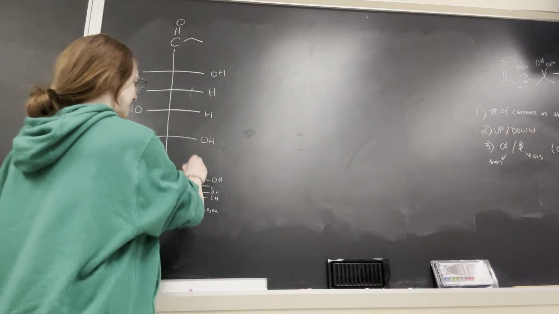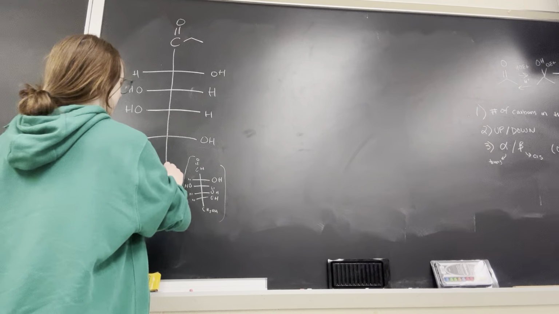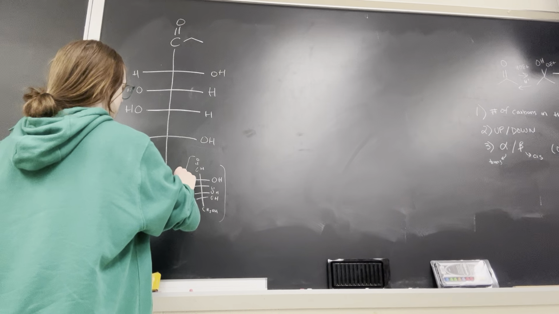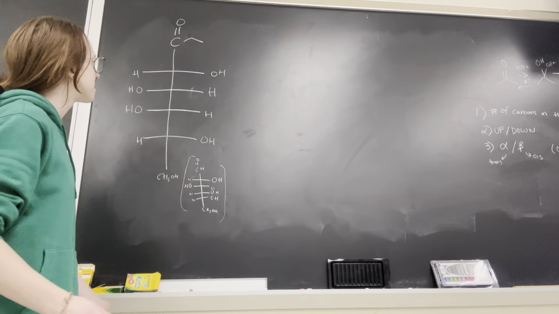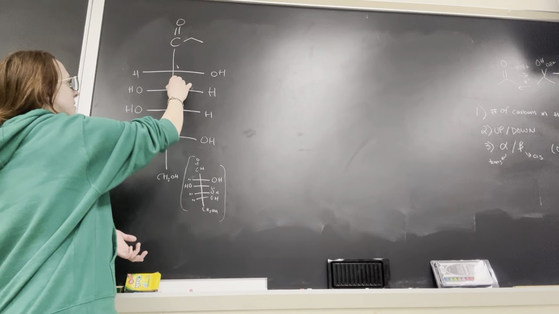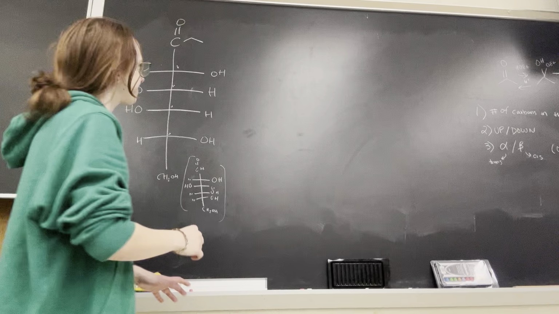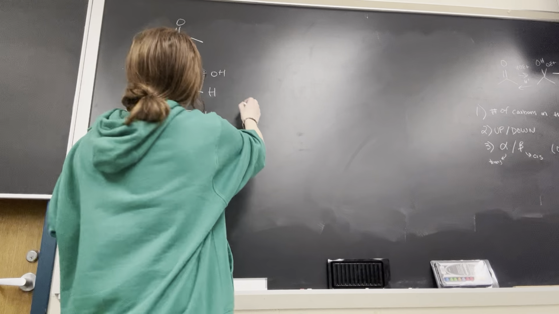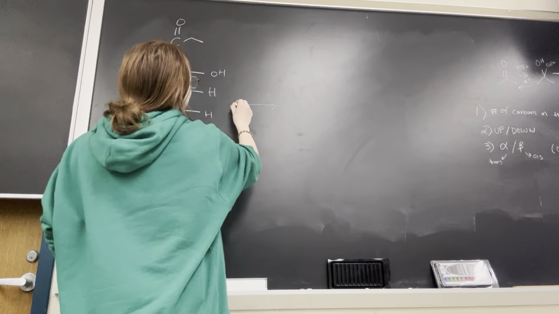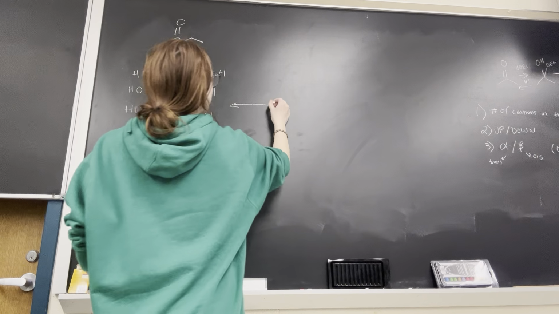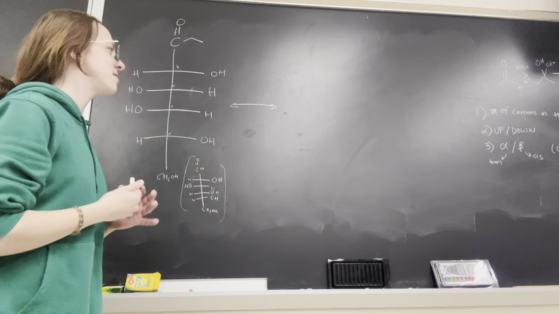Here's tiny glucose, because we'll be using that later. Down here, it's CH2OH. Just a reminder, all of these are chiral. But you all know that. Do you want to do alpha or beta?